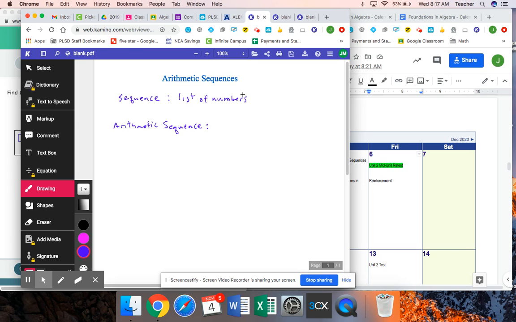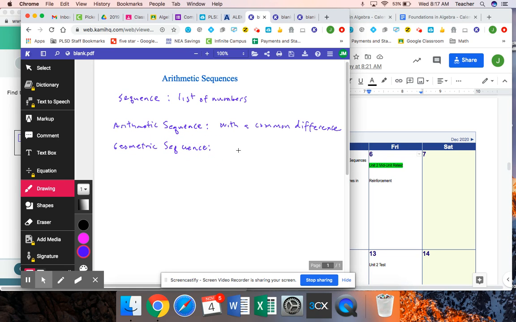Now, when that list has specific characteristics, you can call it a specific type of sequence. So there is such a thing as an arithmetic sequence. That's a sequence with a common difference. All right, not a common ratio. That's a different type of sequence. In fact, let me write that down. That's called a geometric sequence.